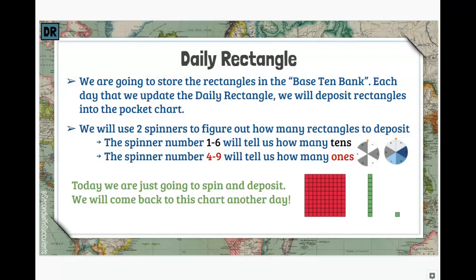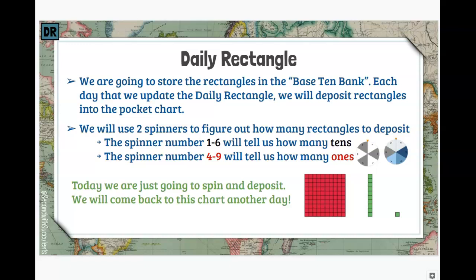Now, we are going to use that chart to store our rectangles, and we'll be calling that chart the base 10 bank. Now, this bank will work for us a lot like any big piggy bank or bank would work for you. You might even have a piggy bank at home where you store your change. Each day, when we do the daily rectangle, we will deposit rectangles into this chart.